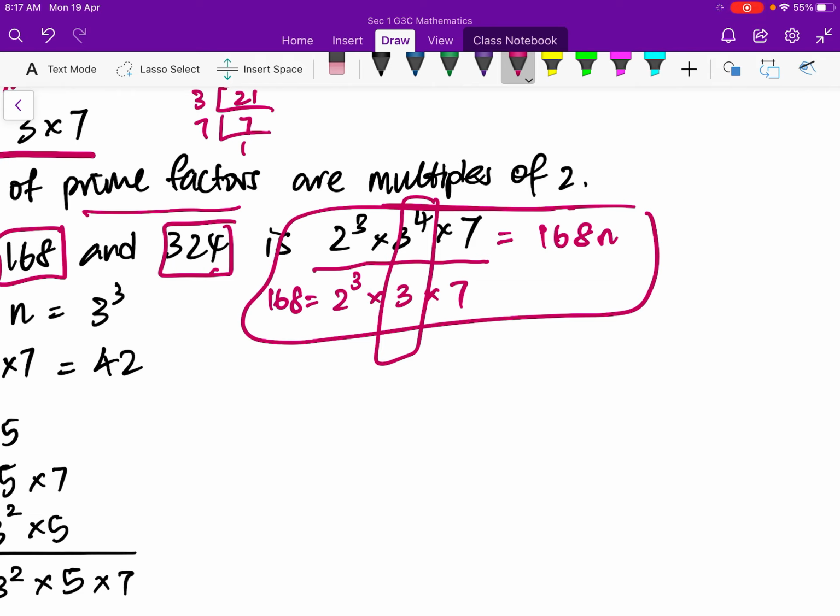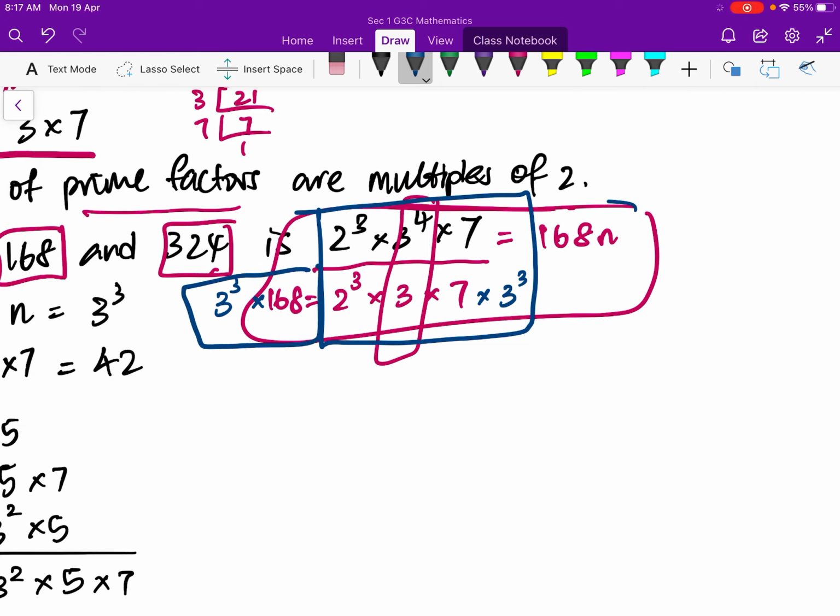Because if you were to multiply 3 to the power 3 over here, then you also need to multiply 3 to the power 3 on the left hand side. And once you have done that, they are the same. And that implies that this has to be equal to 168n. And therefore n is 3 to the power 3.